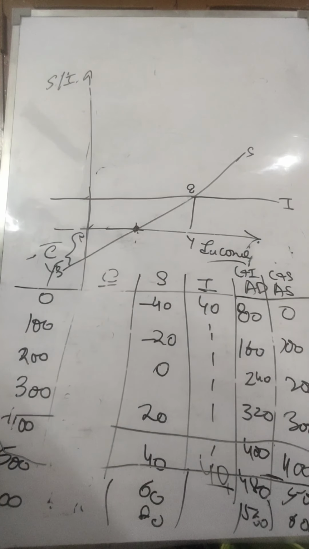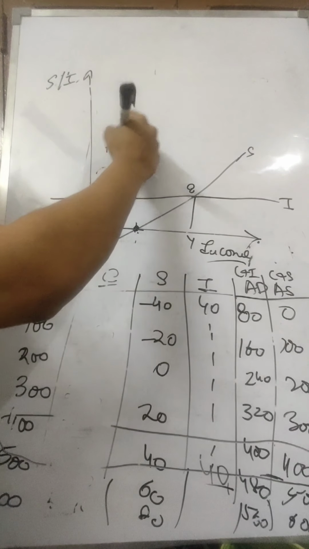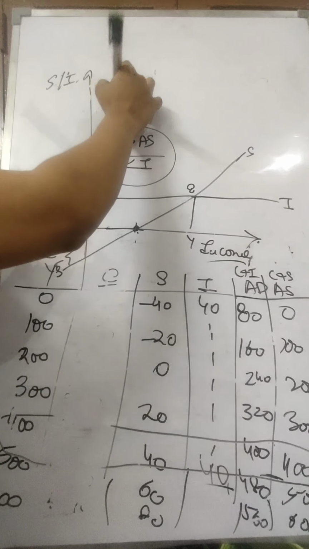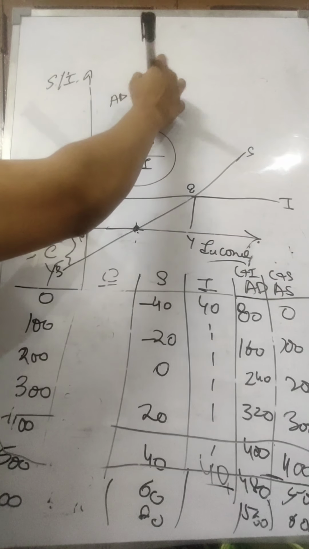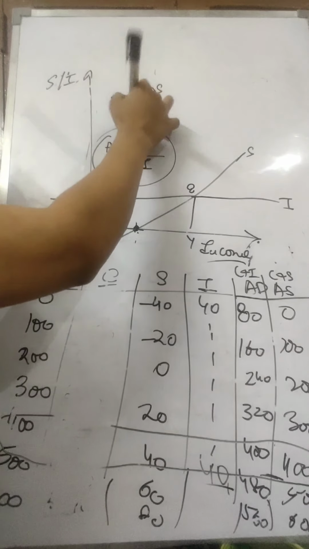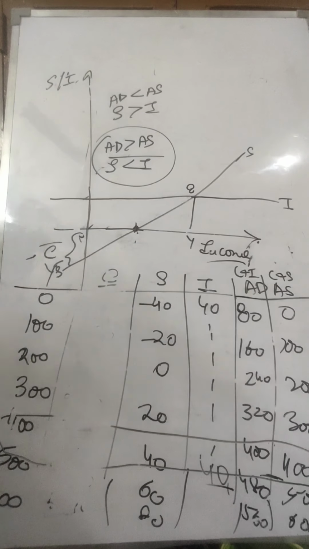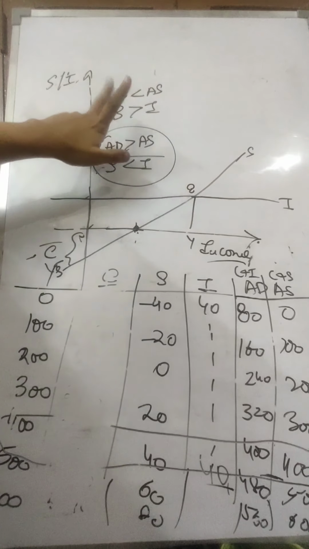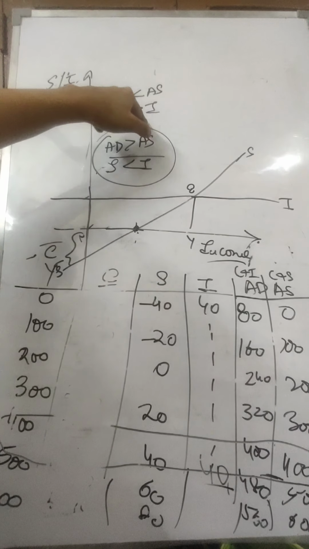So what I'll do is explain: when your aggregate demand AD is greater than AS, the schedule that will follow is savings less than investment. And when your AD is less than AS, you will follow savings greater than investment. Why? When your aggregate demand is less than aggregate supply, that means your supply is more, you are saving more, and your investment will be less.